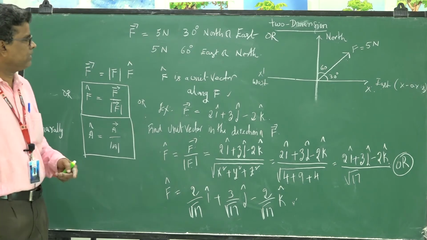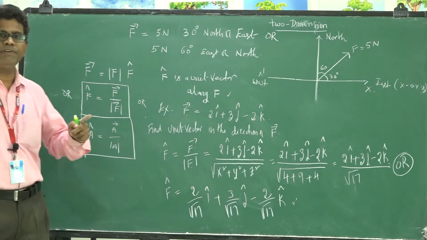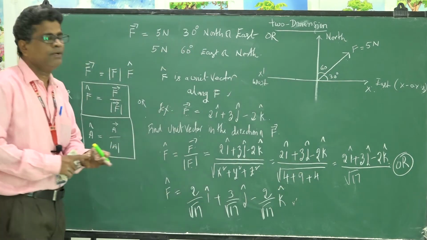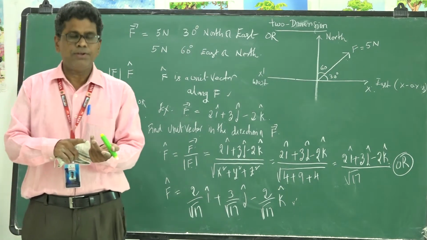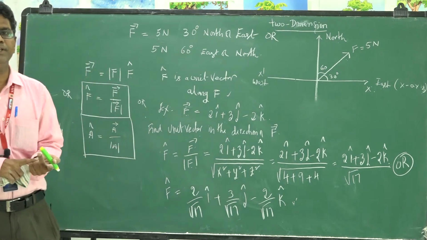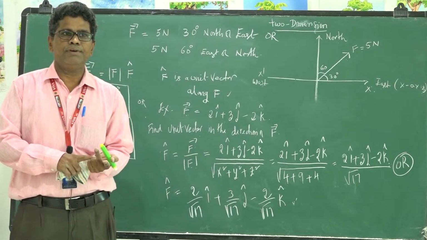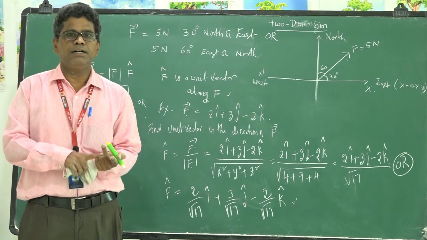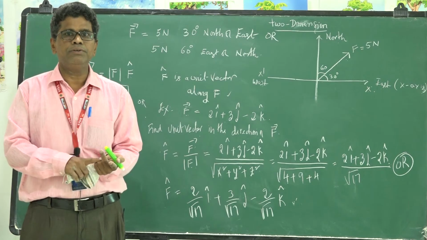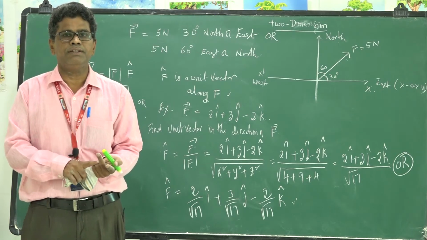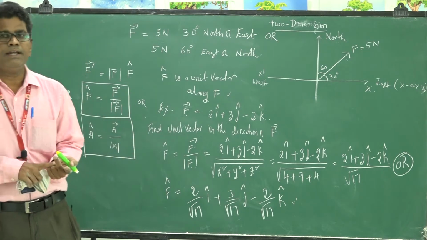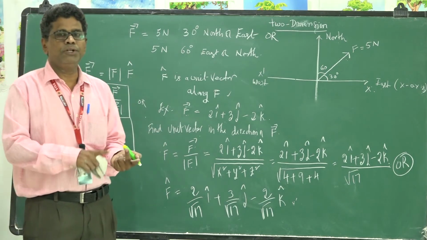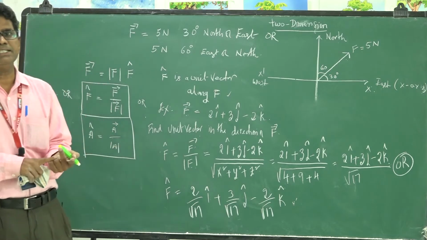This is the way to calculate. The unit vectors: if it is along the x-axis, we can represent it with i cap. If it is along the negative x-axis, we represent it with minus i cap. If it is along the y-axis, with j cap. Negative y-axis, with minus j cap. The z direction, with k cap. Negative z direction, with minus k cap.